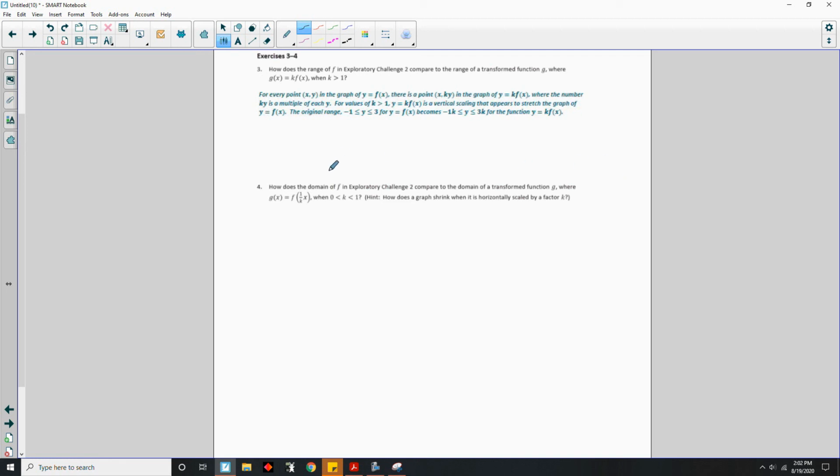Number 4. How does the domain of f in exploratory challenge 2 compare to the domain of a transformed function g, where g of x equals f of 1 over k times x, where k is between 0 and 1? Hint, how does the graph shrink when it is horizontally scaled by a factor of k?